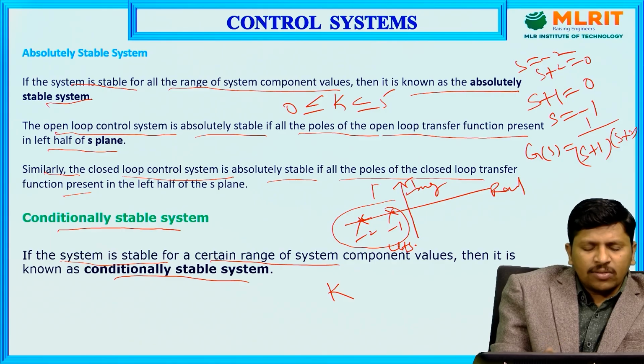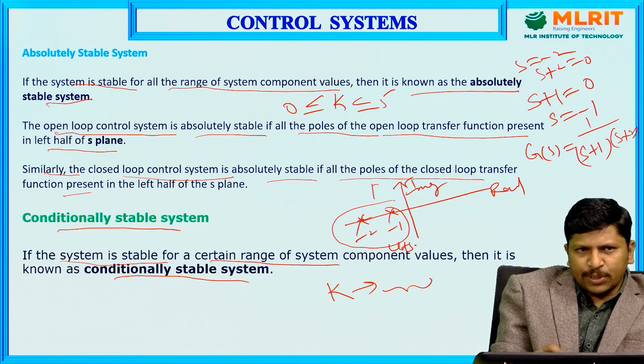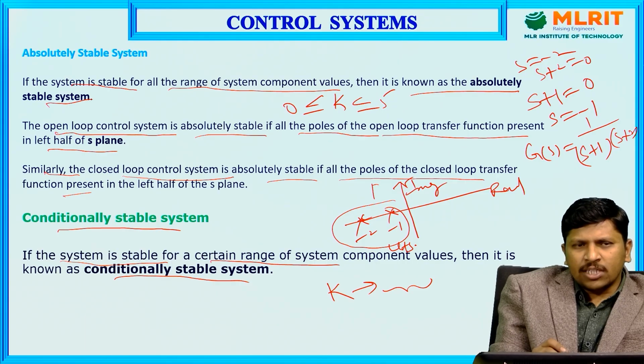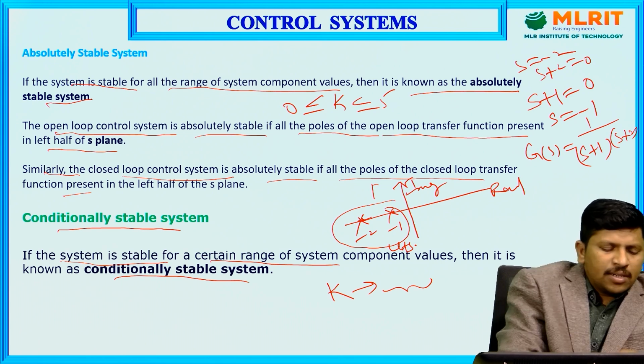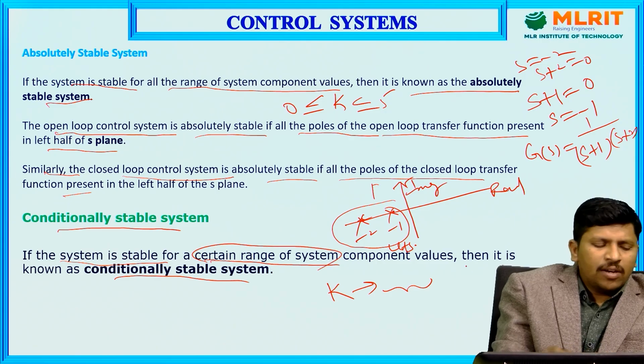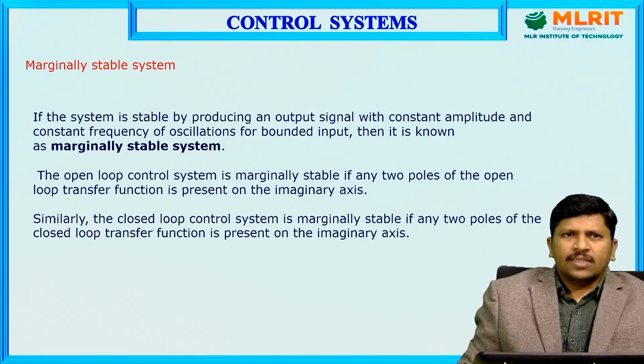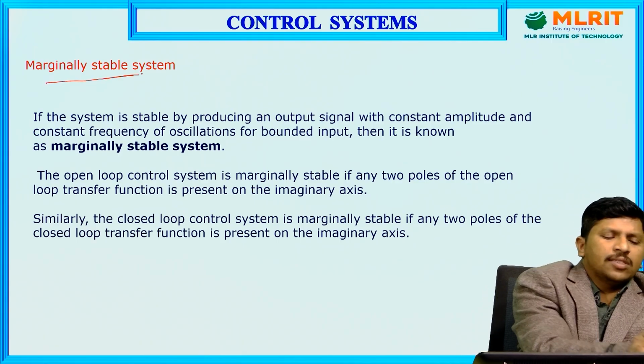Here, the K value has some particular range. I am going to consider K as one parameter that takes certain values or ranges we specify. Based on that condition only, the system is going to be stable, right? That's why we call it a conditionally stable system. If the system is stable for a certain range of the system component values, then it is known as a conditionally stable system.